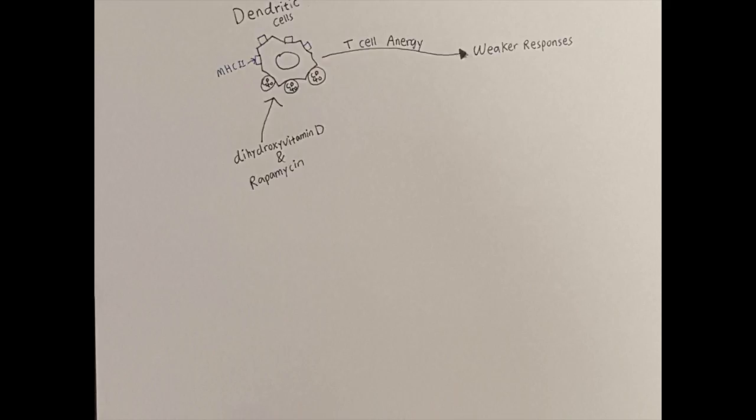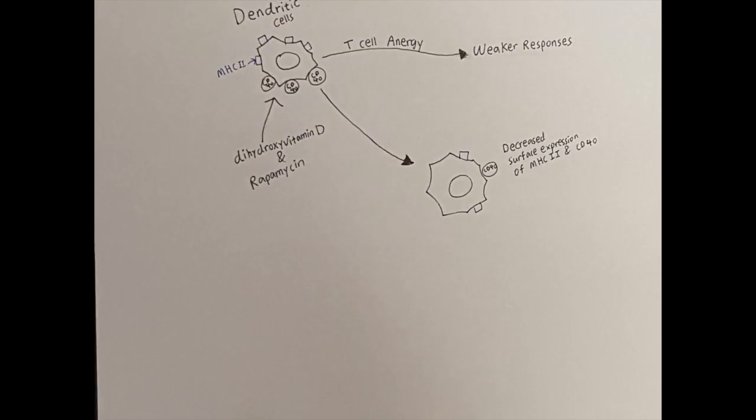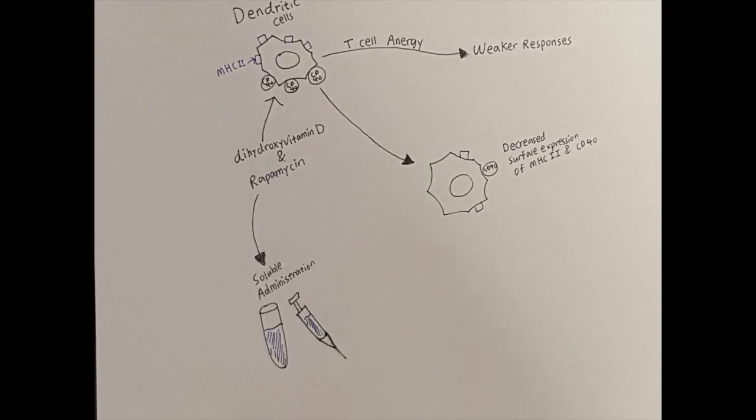Many immunosuppressive drugs, such as dihydroxyvitamin D and rapamycin, can decrease surface expression of CD40 and MHC2 molecules in dendritic cells. Soluble administration of these agents have severe limitations, as it is hard to control dosage, and there is also no guarantee that these drugs will get to the targeted area. Specifically, when rapamycin is given in high dosages, it can cause systemic immunosuppression by targeting other lymphocytes.